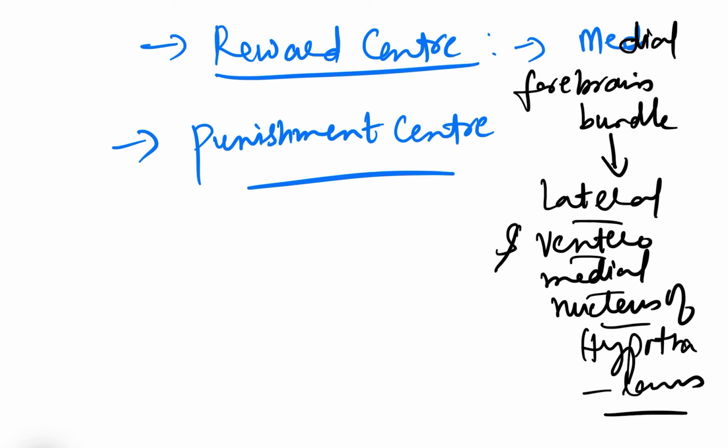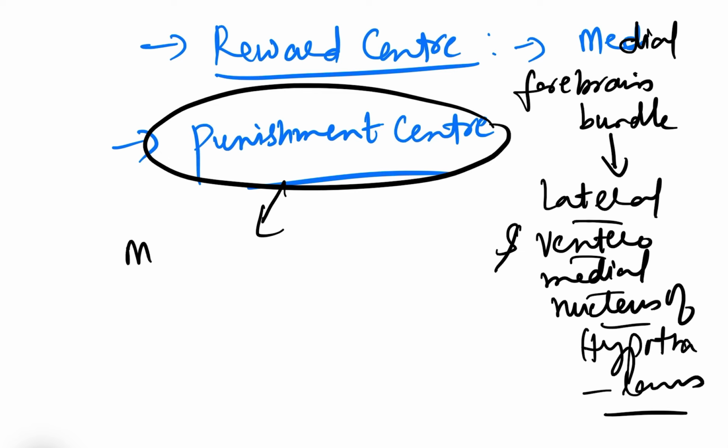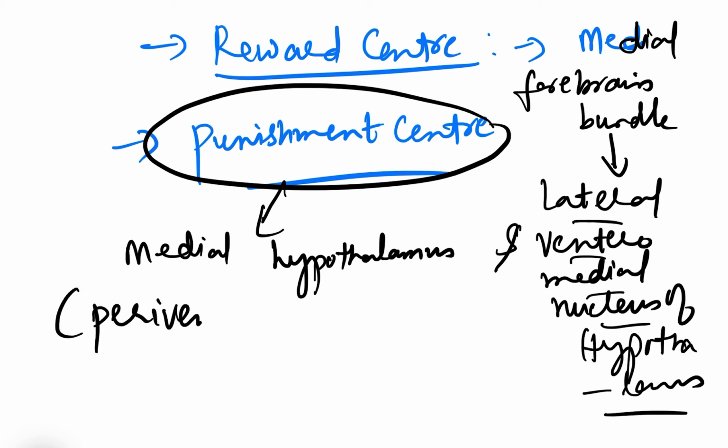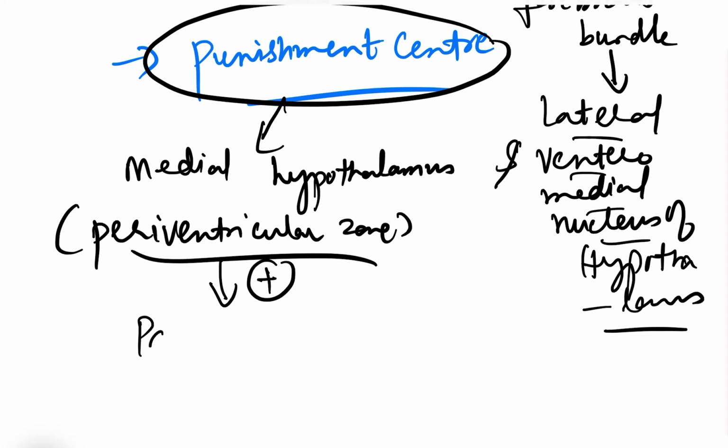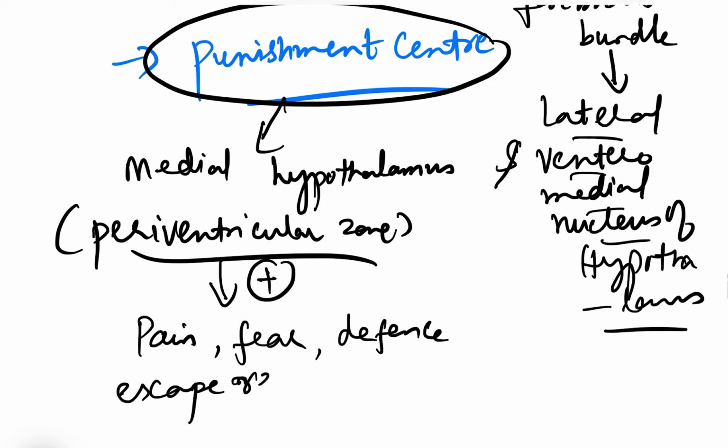Opposite to that is the punishment center. This punishment center is located in the medial part of the hypothalamus, more specifically in the periventricular zone, near the third ventricle. The electrical stimulation of this center will lead to pain. Stimulation of this area will lead to punishment symptoms like pain, fear, defense and escape reaction. So they will avoid further stimulation to this area.